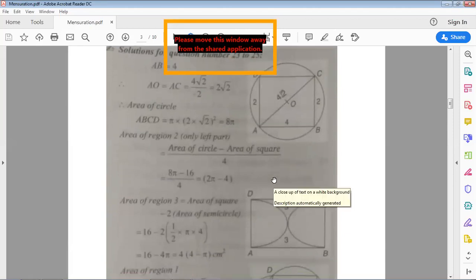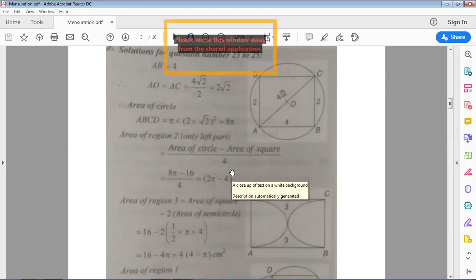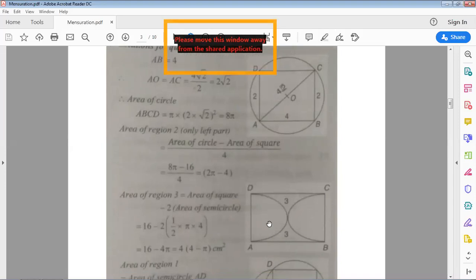Area of region 2 equals the area of the circle minus the area of the square, divided by 4. This was a simple trick. We know that all the segments given in the circle will be equal. So we subtracted the area of the square from the circle and divided it by 4 to calculate the area of one segment. So we have calculated the area of region 2.